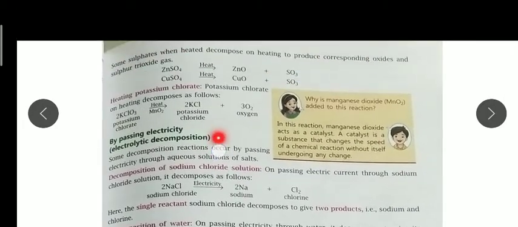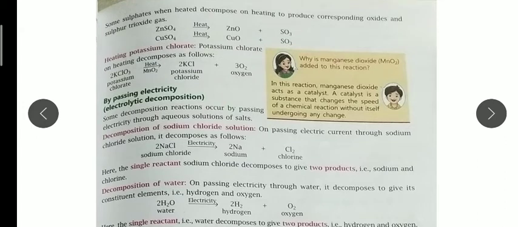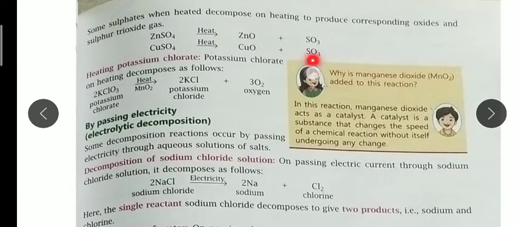Now another example is sulfate. So the salts which contain sulfate, SO4. You can see two examples given here, zinc sulfate and copper sulfate. Whenever we heat the salt which contains the sulfate radical, it will produce its oxide, zinc oxide or copper oxide, and it will release sulfur trioxide, SO3. So you should know that salts which contain carbonate will release CO2, which contain nitrate will release NO2, and which contain sulfate will release SO3, sulfur trioxide.